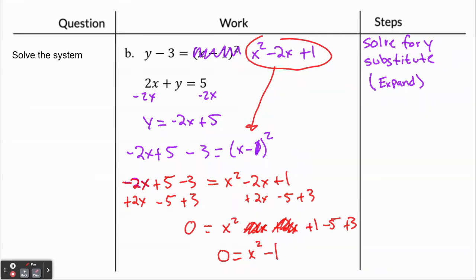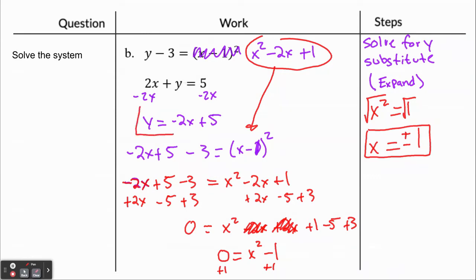Now in this case, we could solve by using square roots. So I'm going to add 1 to both sides. x squared is equal to positive 1. Now I'm just going to take the square root of both sides to give me x is equal to plus or minus 1. And there are my solutions for the x values. But don't forget, we still have to plug that back in to one of our equations so that we can figure out what y is equal to.